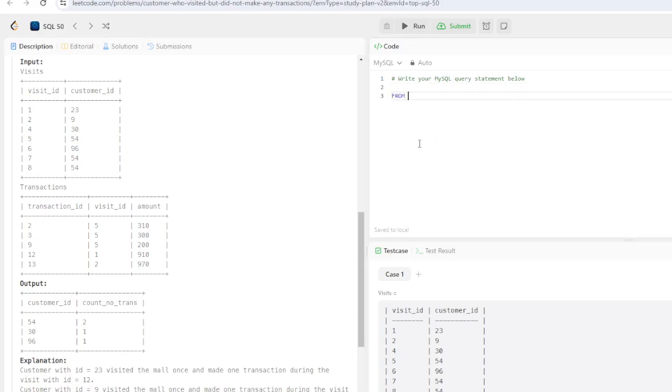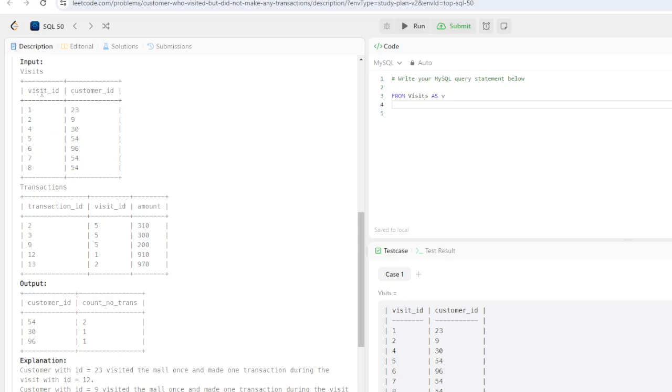So from this visits table, let me give alias as v, right? And it's a good practice to write all the keywords in capital letters, right? From this visits table I want to do a join, but now the question is what type of join I will do. So let's say if I do inner join, only the values that are common in both of these columns, that is visit ID from visits table and visit ID from transactions table, only those will come.